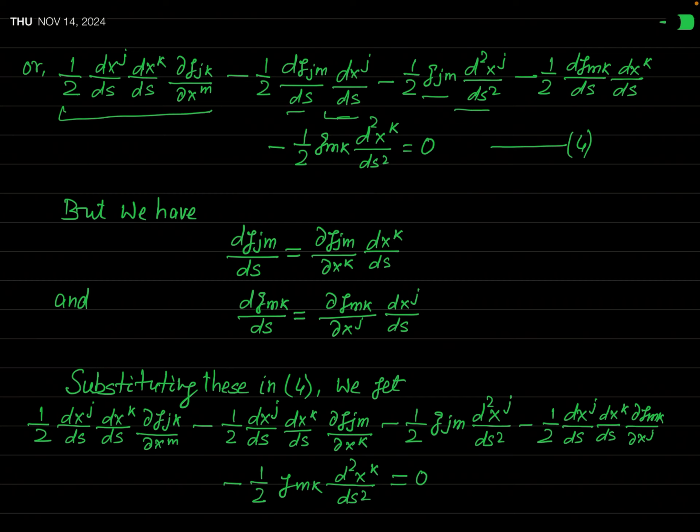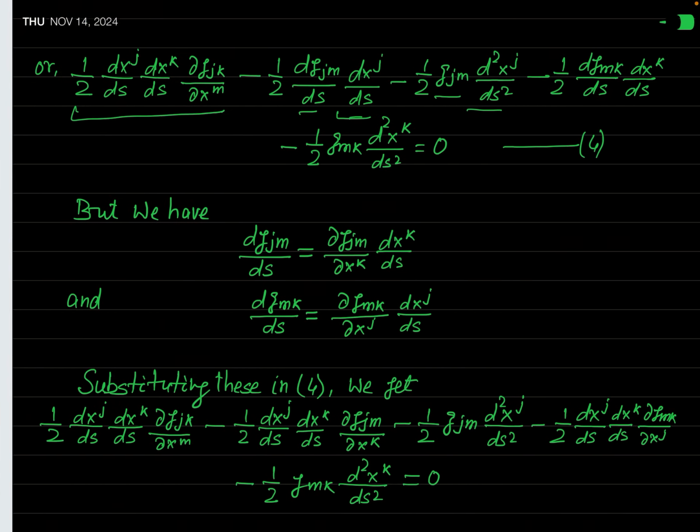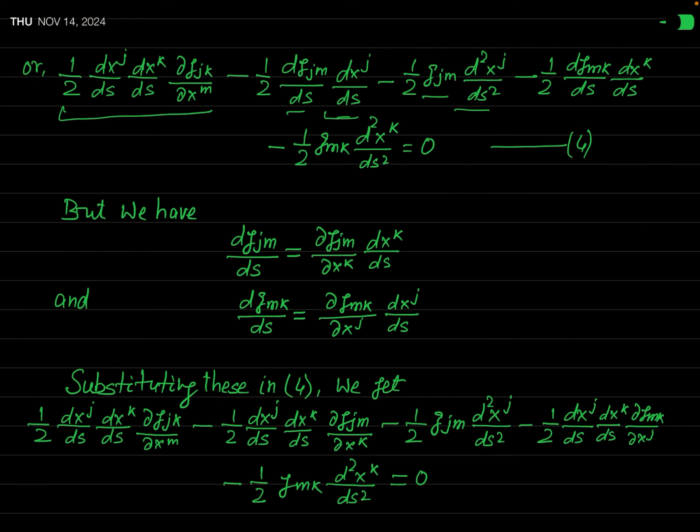Similarly, when you operate this operator d/ds on this second term, which is a product of g_mk and dx^k/ds, what will be your result? Since there is a minus sign, this will be minus 1/2 dg_mk/ds times dx^k/ds, and minus 1/2 g_mk times d²x^k/ds², and that will be equal to 0.